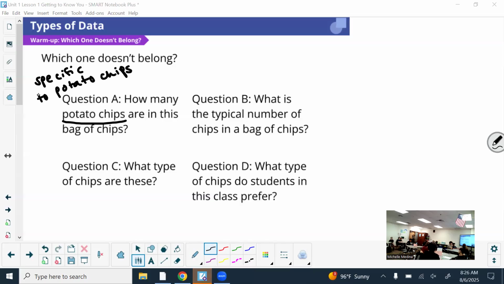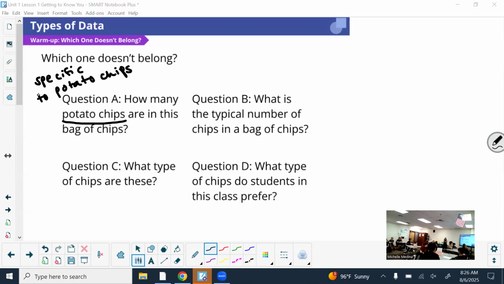In this bag. So can there be multiple right answers for that one? If I say how many potato chips are in this bag of chips, should there be different answers? Yeah, there should be different answers. Okay, I feel like you guys are not listening because you're saying weird things.